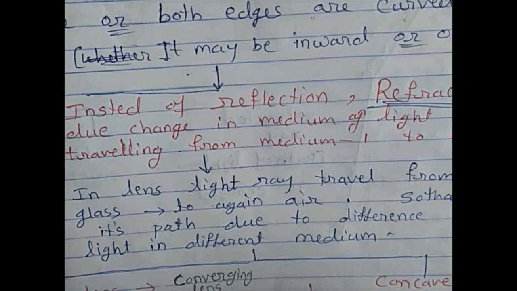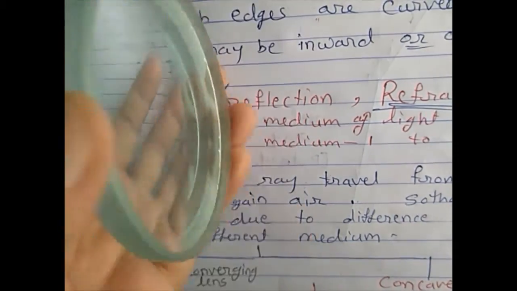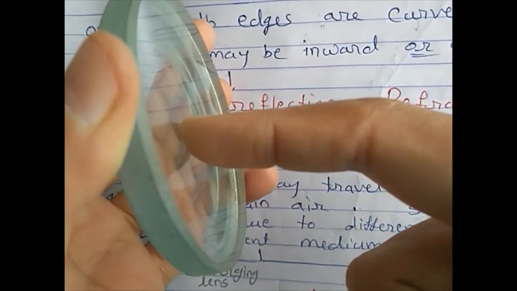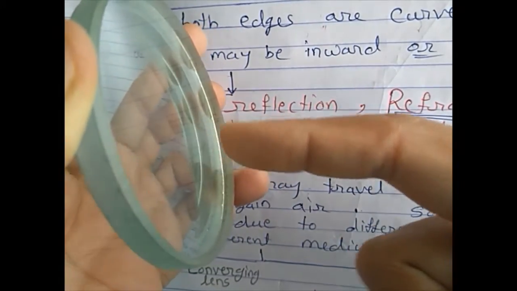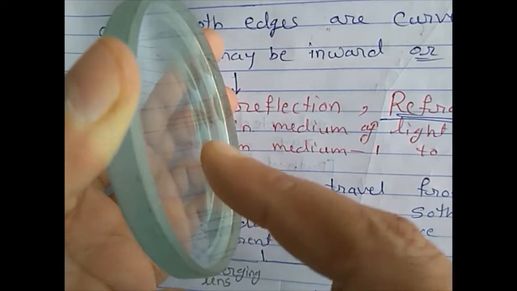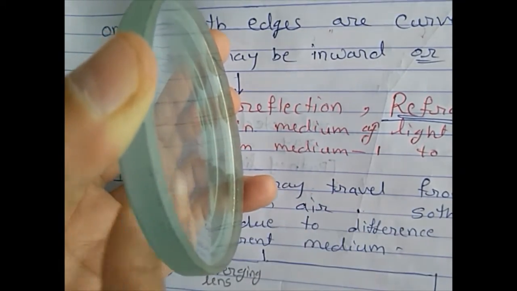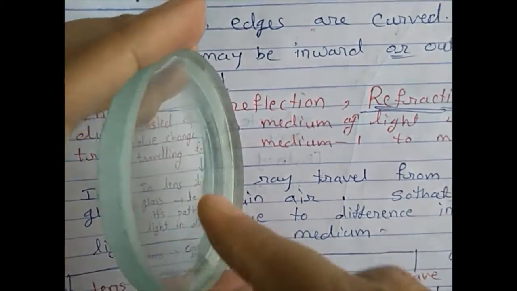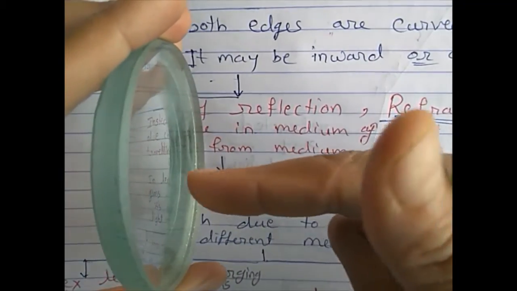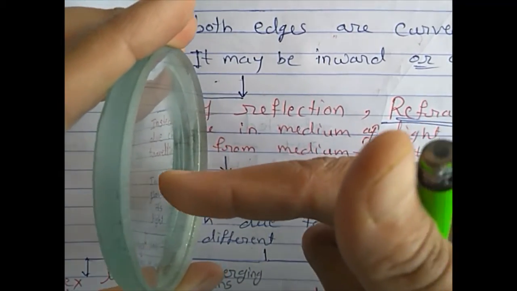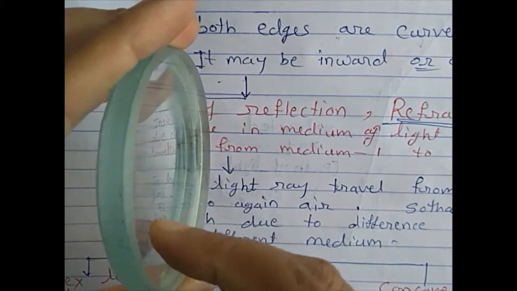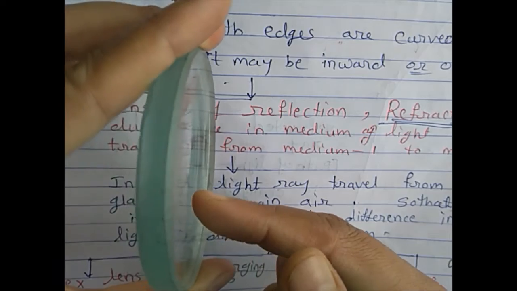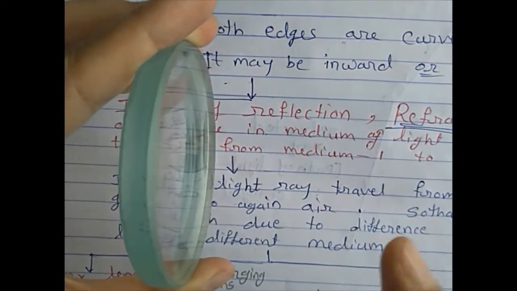But in case of lens, what happens? If the light falls on one surface, it passes through the glass medium and reaches another medium. First the light is traveling from air, then it will reach inside the lens, and inside the lens there is a glass medium, means the medium is changed.